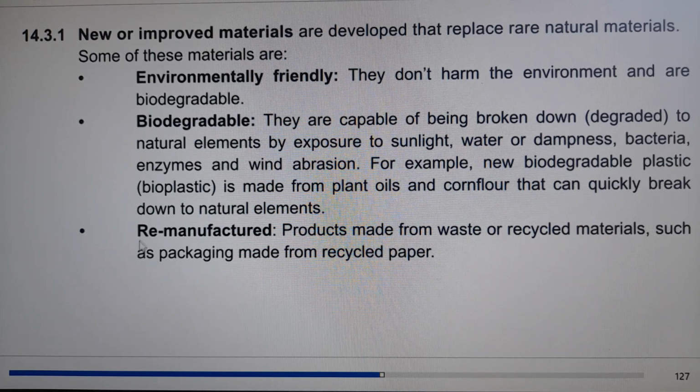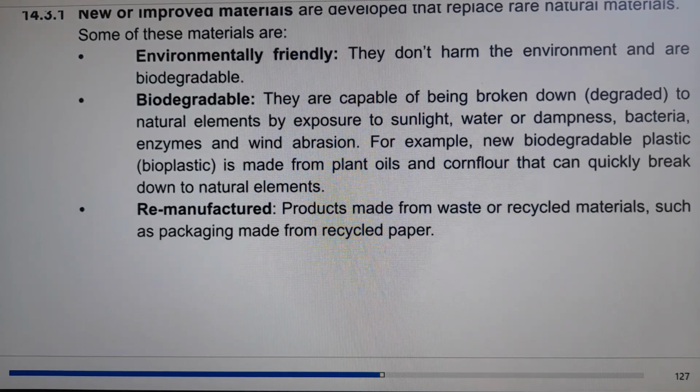Okay, and then under new or improved material, we have remanufactured products made from waste or recycled materials, such as packaging made from recycled paper. So if you are asked for new or improved materials, it is three of them. It's environmental friendly, it is biodegradable, and it is remanufactured. Okay, and you know the definition of each, including remanufactured products.